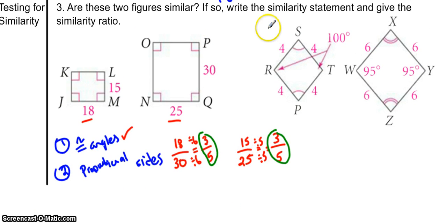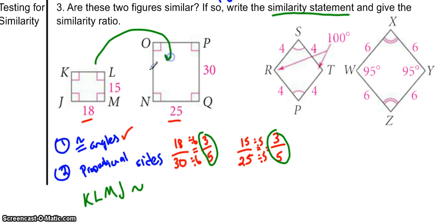So since they're similar, let's do the second part here. Write the similarity statement. That's just asking you to write down how these two are similar. So KLMJ is similar to, and remember we've got to line this up, so what would KL correspond to? Well, KL wouldn't correspond to OP, because you can kind of tell that this shape is a little bit rotated. So KL would correspond to PQ. So KLMJ is similar to PQNO. That's my similarity statement.